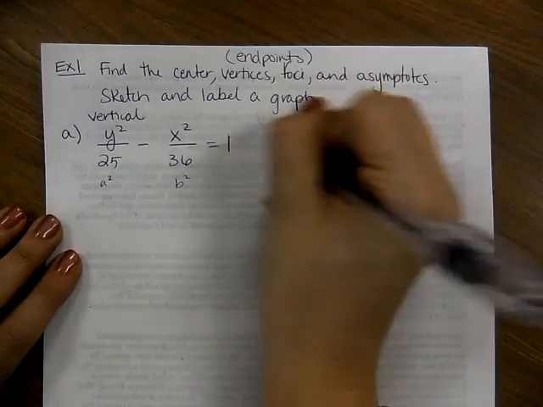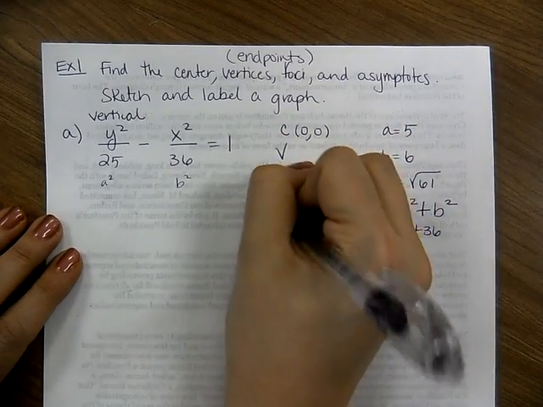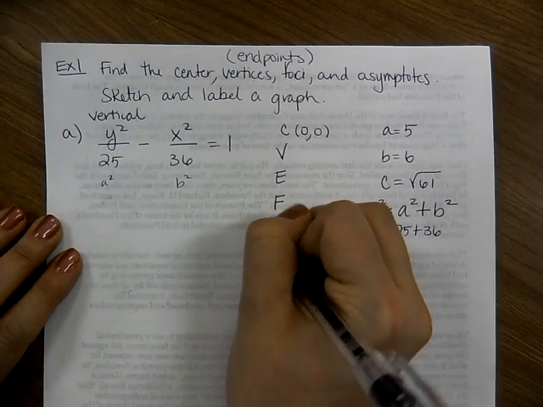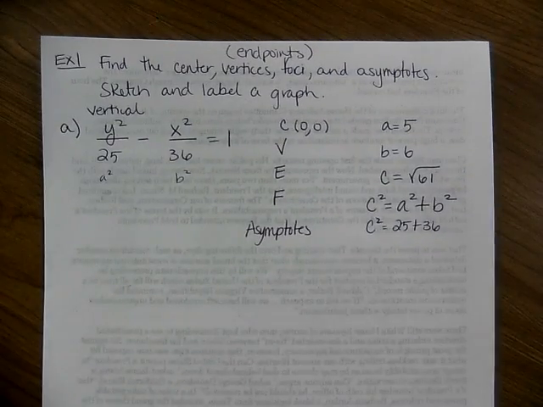All right, now we're going to find the vertices. We're going to find these fake endpoints. We're going to find the foci. We're also going to find the asymptotes. So this is our list of stuff we're looking for. Before we do this, we should draw a picture.